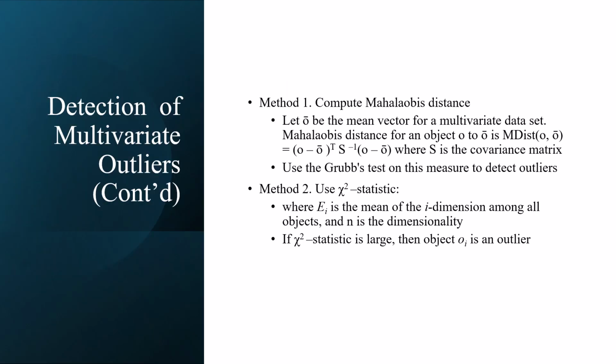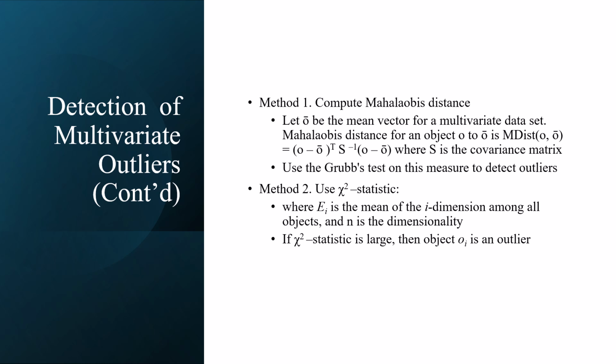Method 1, compute the Mahalanobis distance. For a multivariate data set, let O-bar be the mean vector for an object O in the data set. The Mahalanobis distance from O to O-bar is given as MDist(O, O-bar), shown on the screen, where S is the covariance matrix. So Mahalanobis distance is a univariate variable, and thus the Grubbs test can be applied to this measure.